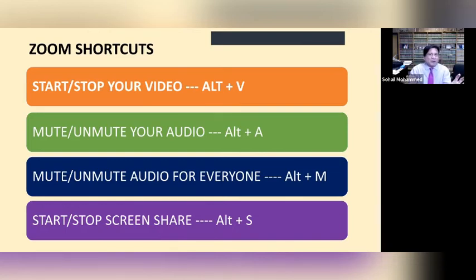Don't play with them now, because all of a sudden you will see that whatever you're saying, everyone is going to hear it. And you can mute, unmute audio for everyone as a host. This is one of the privileges I think a host has.